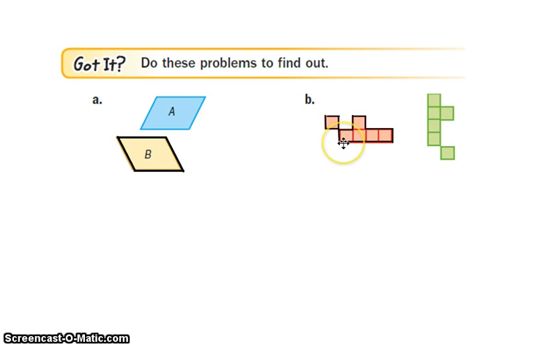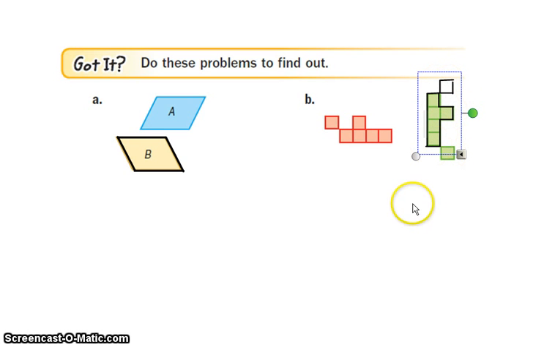Alright, so let's take a look at B. I think with B, if we just did a rotation, we should be able to figure this out. So I'm going to rotate it here. Okay. And if we rotate it, you can kind of see that we can't get them to fit exactly right on top of each other. These two pieces that are sticking out aren't going to be in the same position. Okay, so this would be a case where these two figures are not congruent.